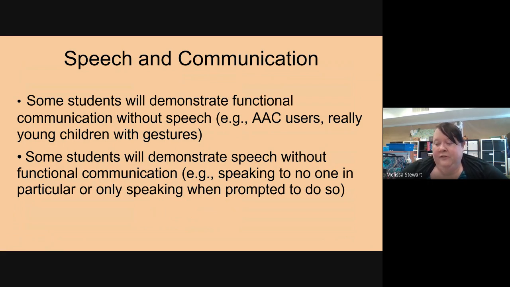So the key message in those two slides and the video is that speech is not necessary, but to be functional communication skills, they have to be directed towards someone. And sometimes with children that are on the autism spectrum, functional communication skills may be something that needs to be taught.